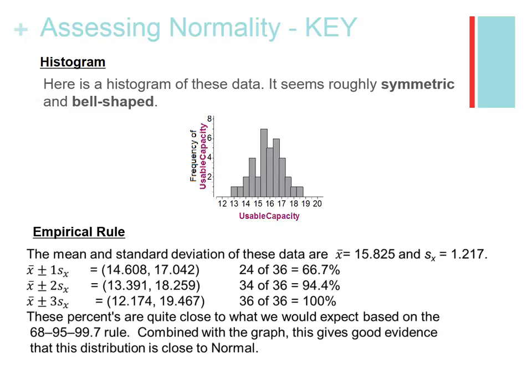The second piece of evidence is our empirical rule. The mean and standard deviation, which we found from our graphing calculator, notice I'm using x bar and s of x from your graphing calculator because they are sample data. So we found, notice the work that's shown here, x bar plus or minus one standard deviation, x bar plus or minus two, x bar plus or minus three, and then gave us the intervals. I counted how many of the data points were within each interval, calculated the percentage, and then gave a conclusion. So the percents are quite close to what we would expect based on the rule. So combined with this graph, they give us good evidence that it's close to approximately normal.